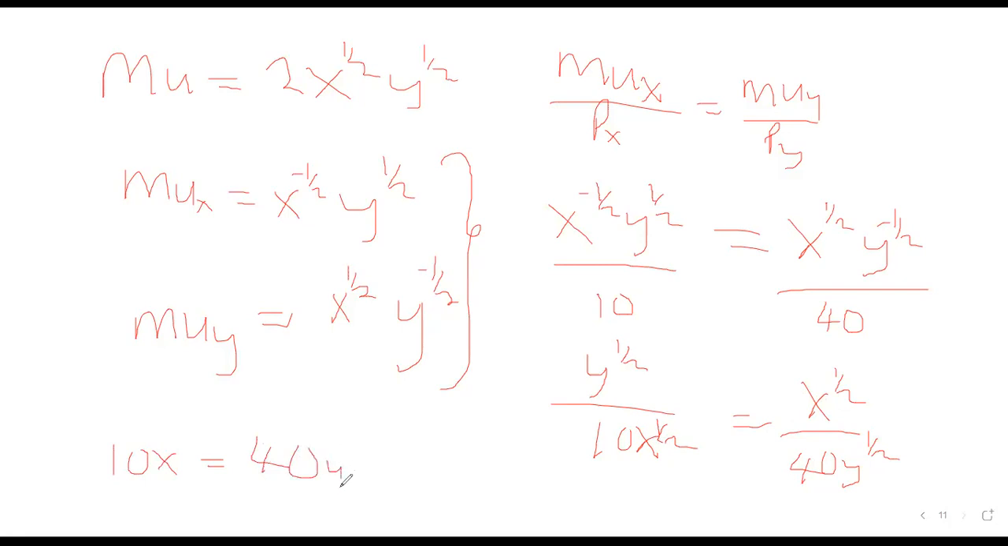We know how the rules of indices really behave. The powers will add. Half plus half is 1. When divided by 10 on both sides, x is equal to what? 4y. So this is the one that you're going to use back into the budget line. X is equal to 4y.